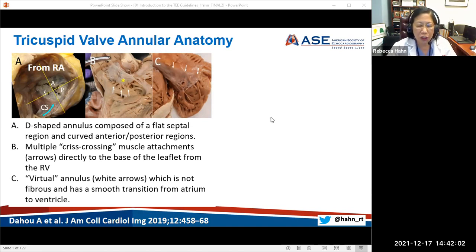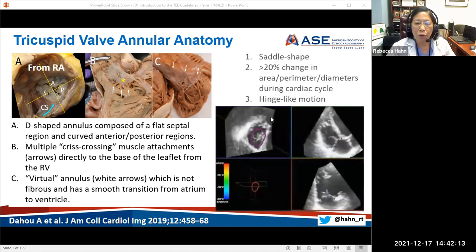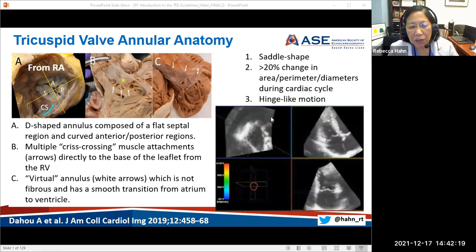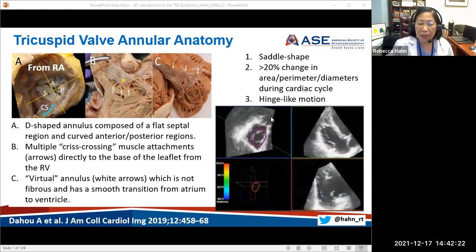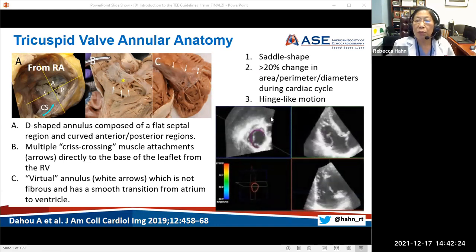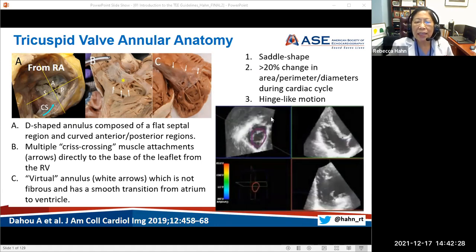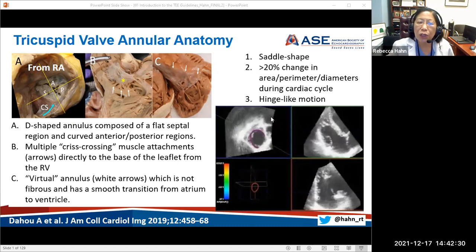The fibrous portion of the annulus is really only in the anterior portion near the aorta. And so otherwise, it's just almost a smooth transition from the right atrium to the right ventricle. And therefore, you're not going to see a nice, clean annulus typically. Now, the other thing about the annulus is that it's saddle-shaped, just like the mitral valve. There's a 20% change in area, perimeter, and diameters during the cardiac cycle. And it has this beautiful hinge-like motion.